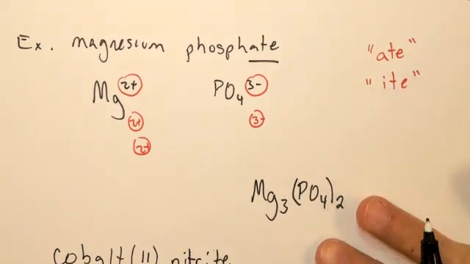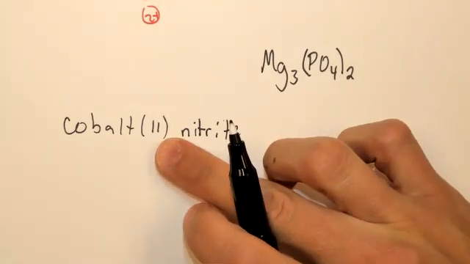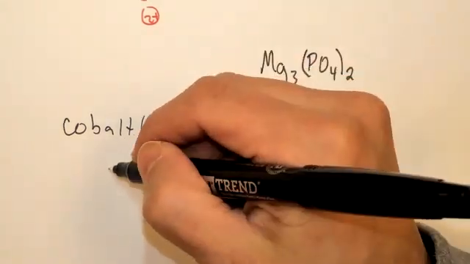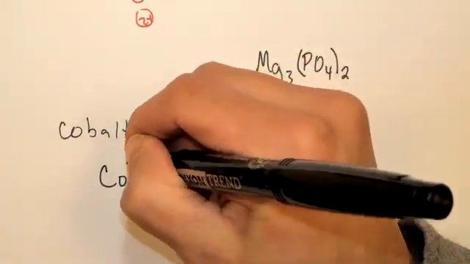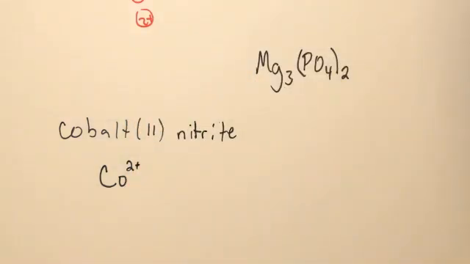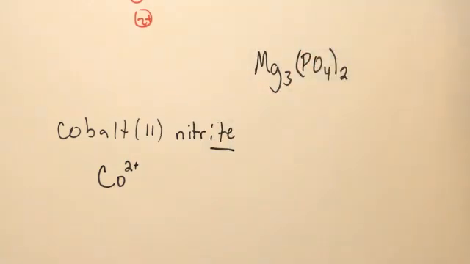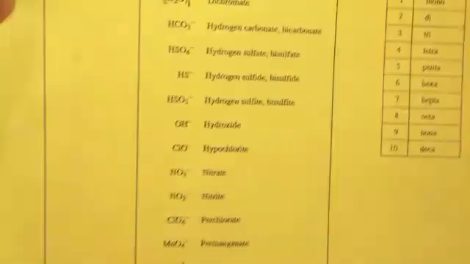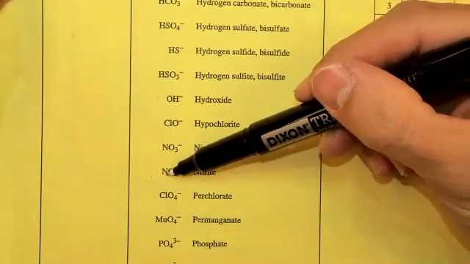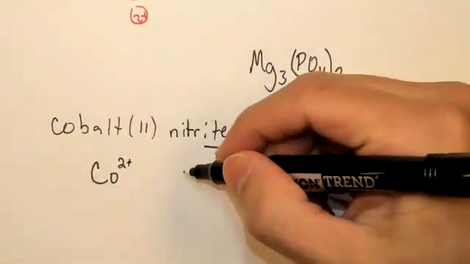molecule. Another example we might see is something with a multivalent, where this is cobalt. This Roman numeral tells us we're dealing with cobalt 2+. Nitrite, ITE ending, this would tell me I'm dealing with a polyatomic. I now need to look at the back of my chart. Find nitrite, it's NO2 with a 1- charge.